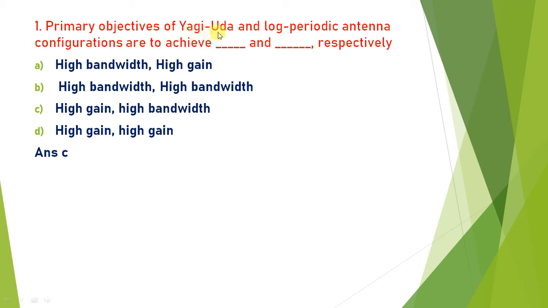The primary objectives of Yagi-Uda and log periodic antenna configurations are to achieve dash and dash respectively. Generally, a Yagi-Uda antenna is designed to obtain larger gain, because Yagi-Uda antennas have lower gain, so we have to achieve larger gain for the design specification. And in a log periodic antenna, the bandwidth is very low, so we want to achieve larger bandwidth. So the Yagi-Uda antenna is designed to achieve larger gain, and the log periodic antenna is designed to achieve larger bandwidth. So the answer is C, high gain and high bandwidth.